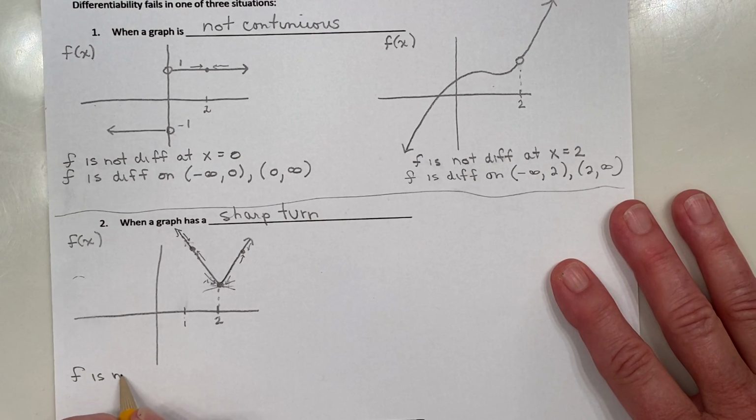So f is not differentiable at x equals 2. But we can say f is differentiable on all real numbers except x equals 2.